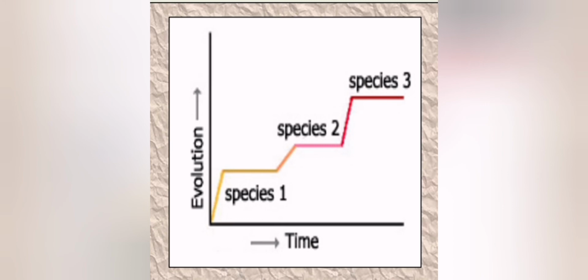Then again, species 2 changed into species 3 in a very short period of time. You had a lot of change indicated by that steep gradient. And then species 3, the flat-lined area, again, species 3 will exist like this for a long time unchanged.